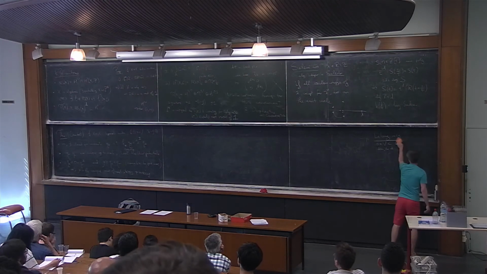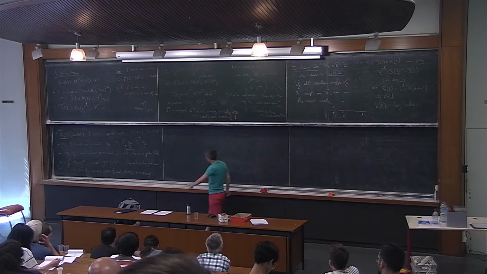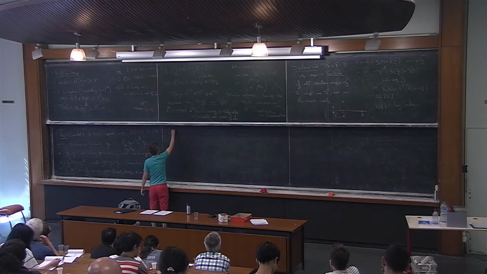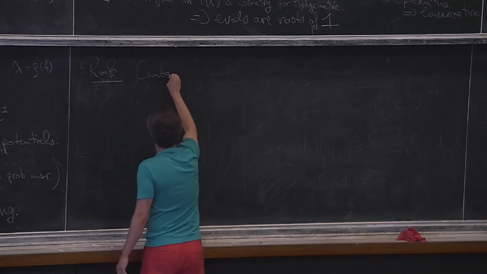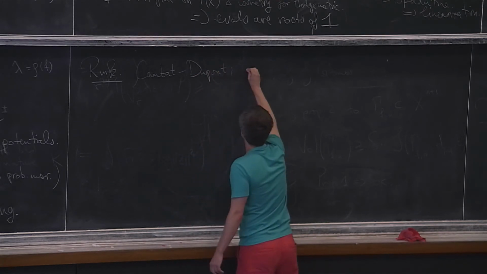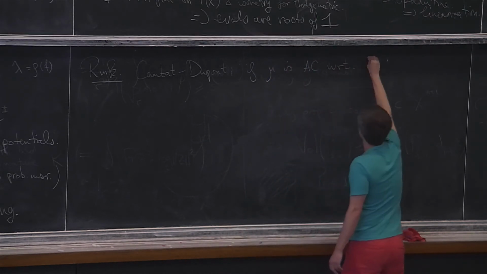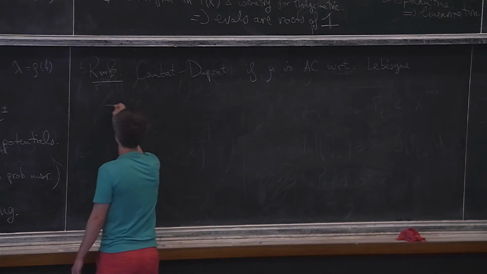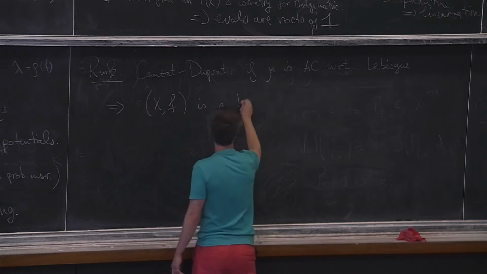Let me just make one remark about this measure mu. You might ask, what is the relationship between the measure mu and Lebesgue measure? The fact is that they're usually not very related. Cantat and Dupont proved that if mu is absolutely continuous with respect to Lebesgue, then you can conclude that this pair X and f is a Kummer example.